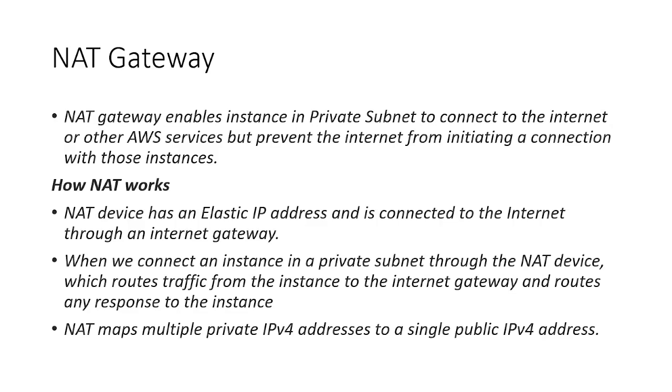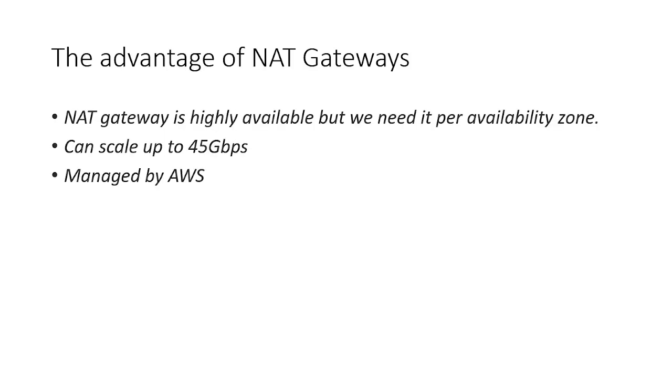So how does NAT work? A NAT device has an elastic IP address and is connected to the Internet through an Internet gateway. When we connect an instance in a private subnet through the NAT device, it routes traffic from the instance to the internet gateway and routes any response back to the instance. NAT maps multiple private IPv4 addresses to a single public IPv4 address.